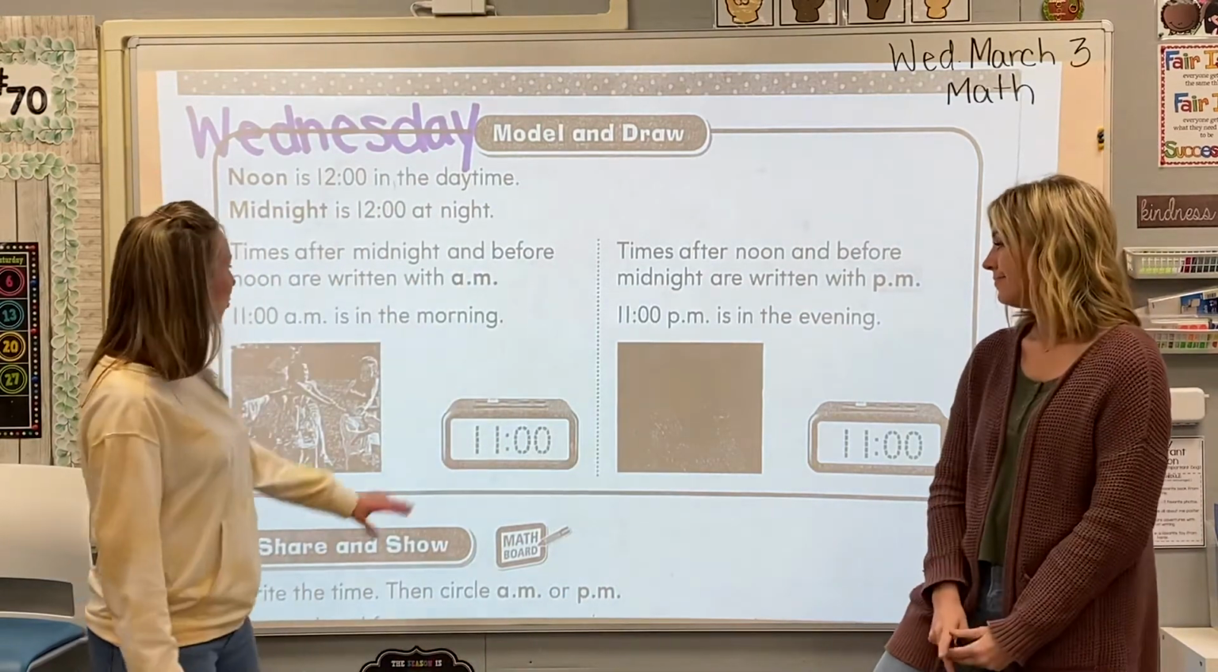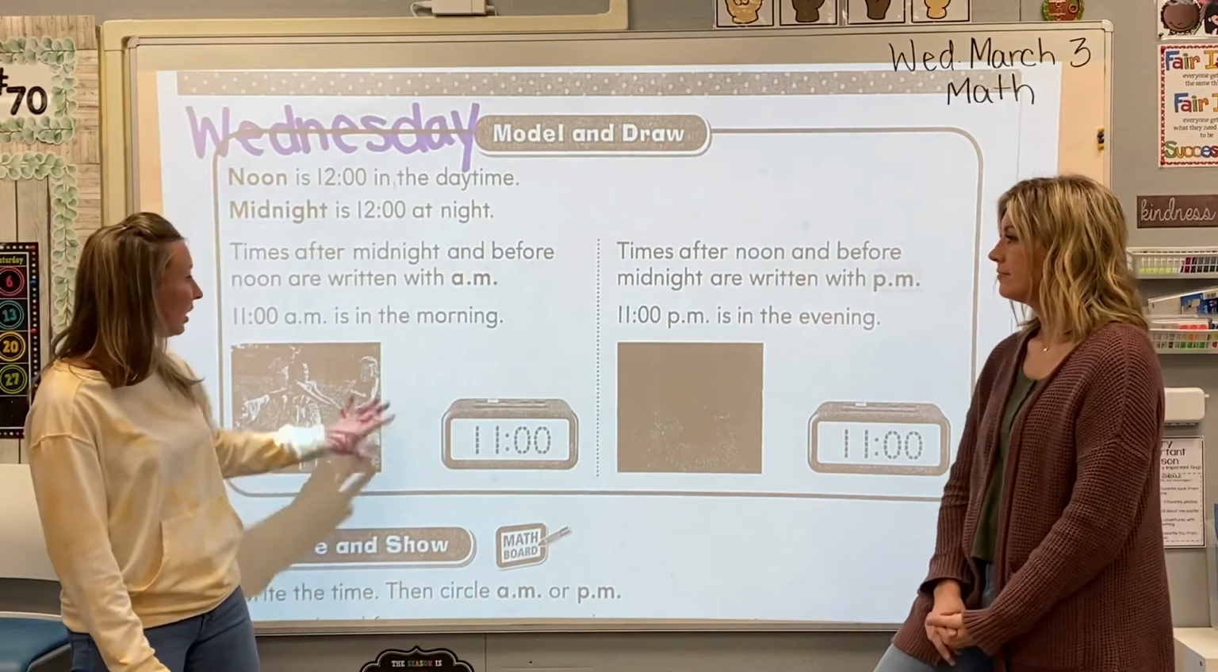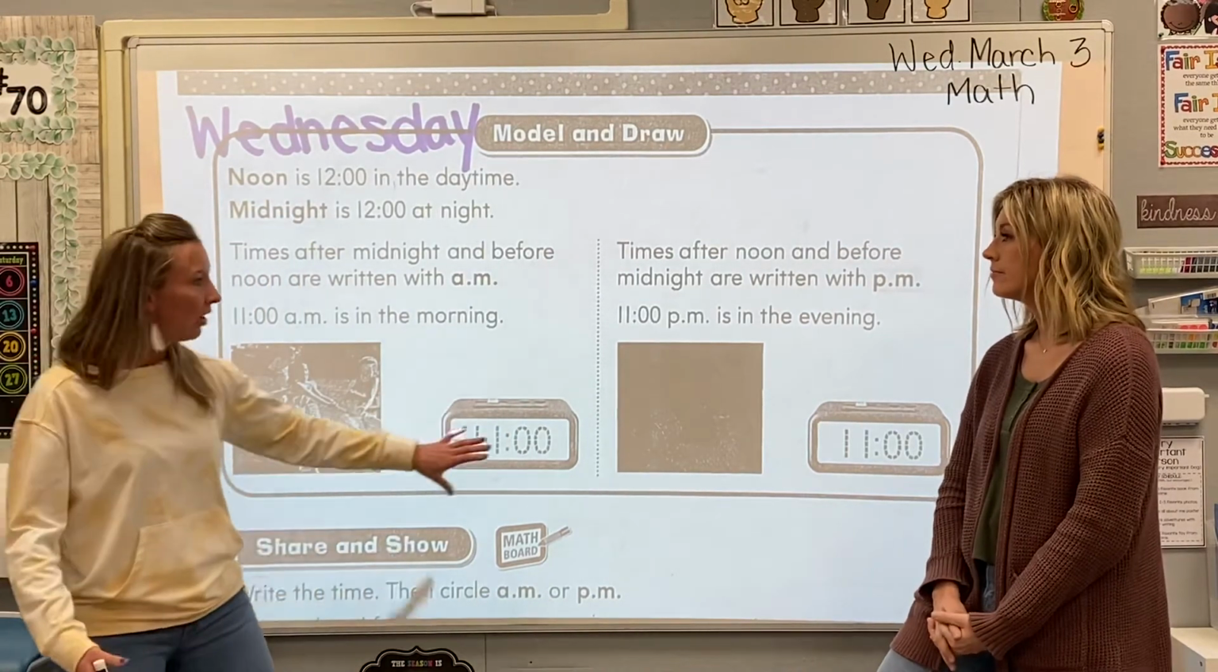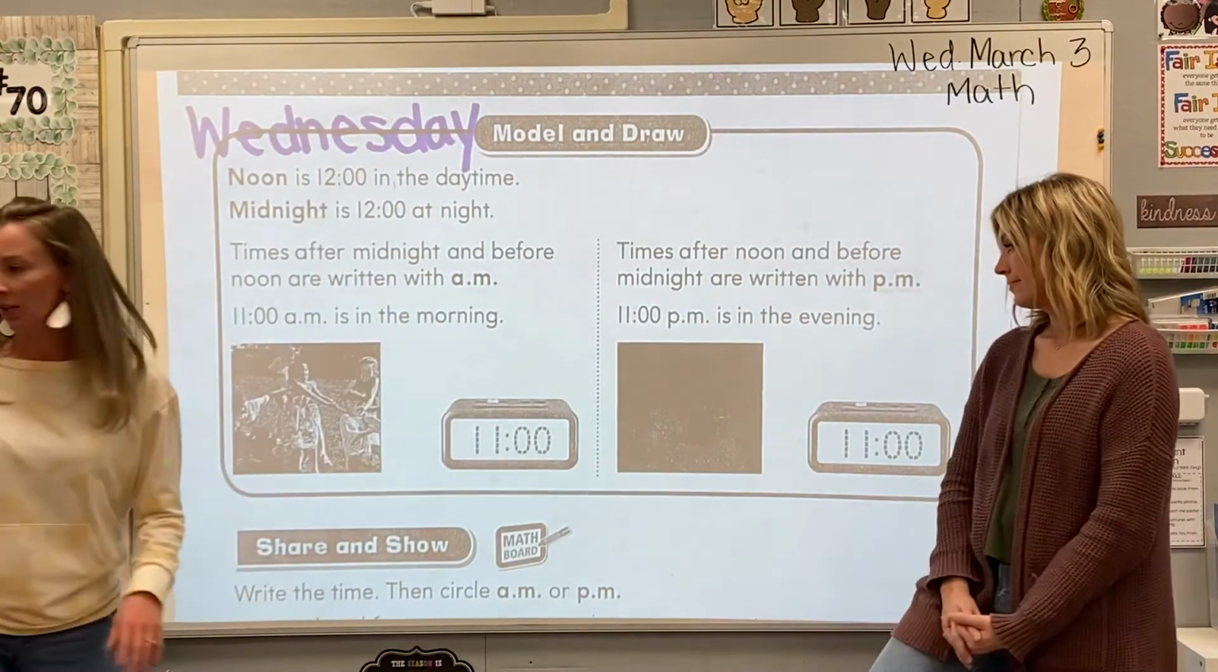So you can see that there's 2 different 11 o'clocks, right? And one of them might be when you are eating lunch or you're doing a reading group, and the other one is when you are fast asleep. So let's take a look at what we need to do on the worksheet here.